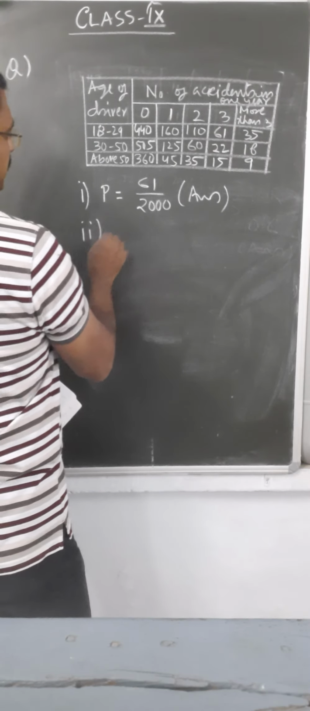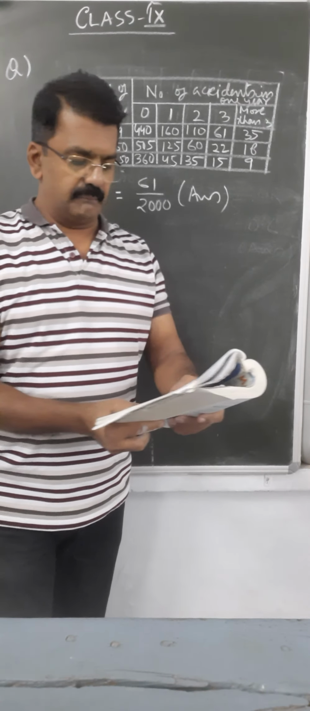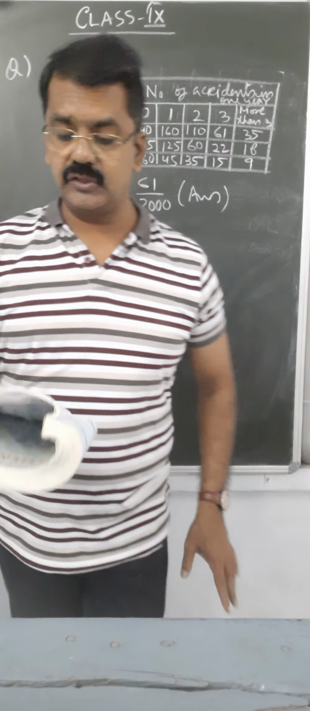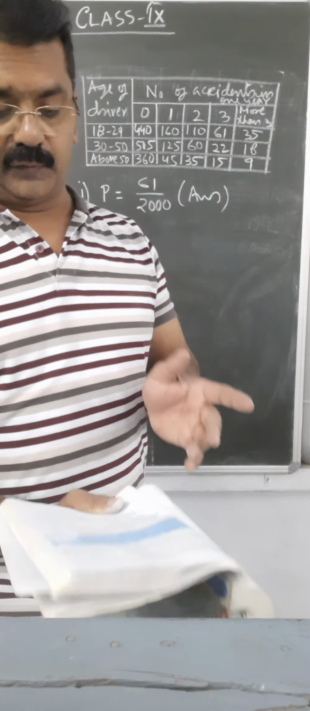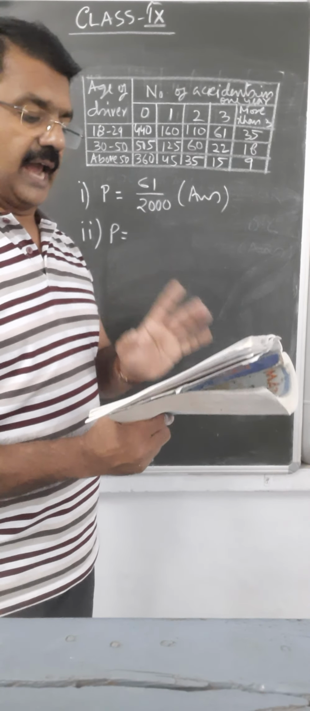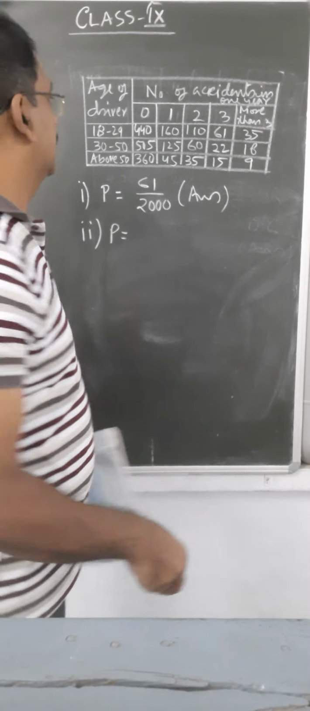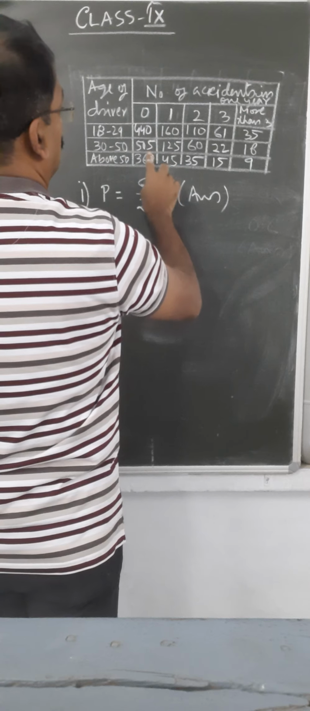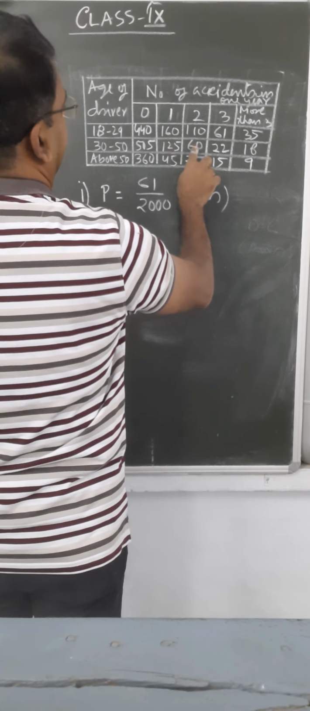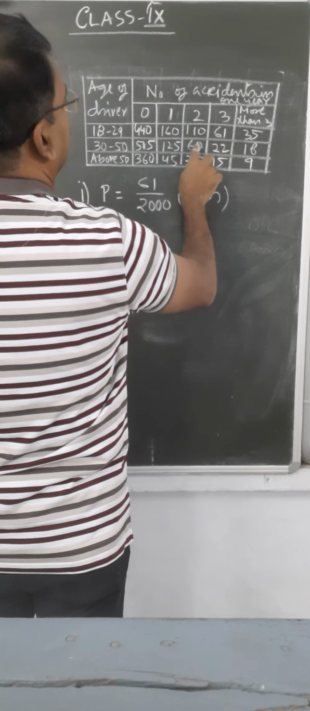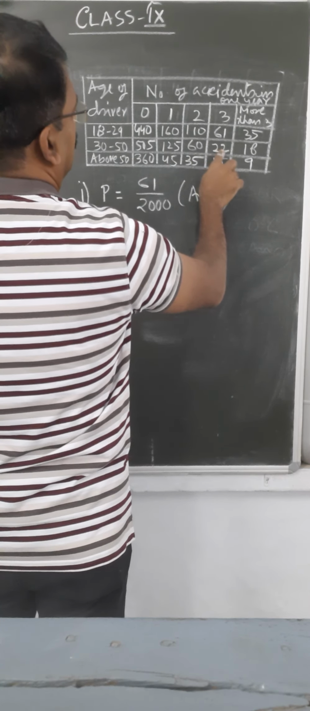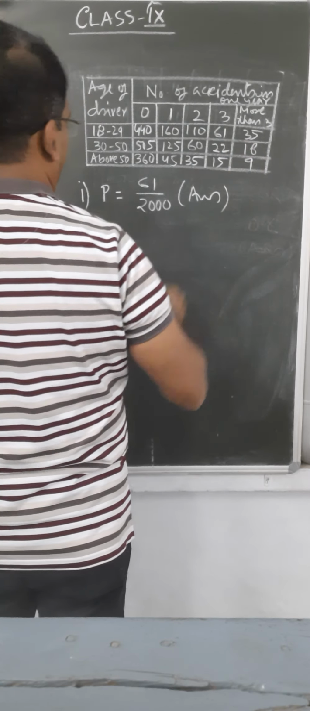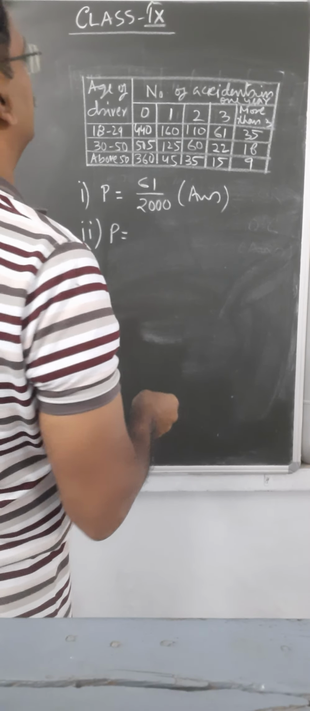Now the second part. They are saying being 30 to 50 years of age and having 1 or more accidents in a year. So one or more means you have to add all these numbers. 125 plus 60 is 185. 185 plus 22 is 207. Then plus 18, so 225. So the total number of drivers is 225.